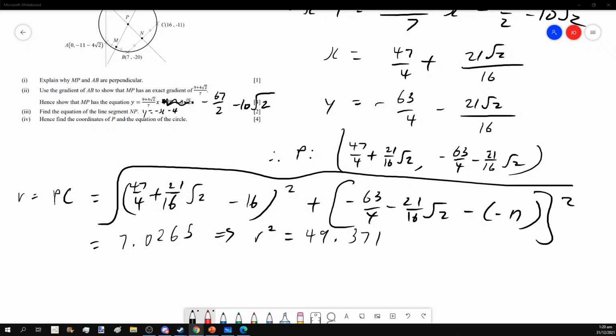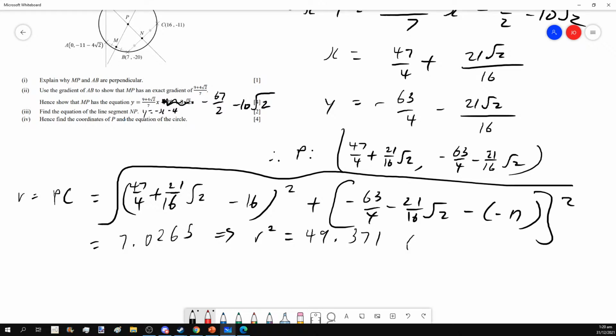So if you really want to do it in exact form, you should get the result of, let's see, r squared equals 3041 plus 84 root 2 over 64, right? Looks like a nightmare, looks like a war crime even. But yes, if you decide to do this for some reason, then you will be correct as well.